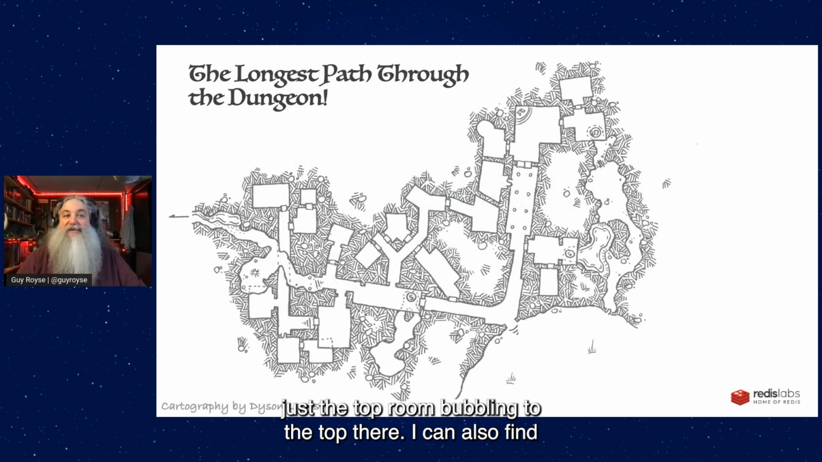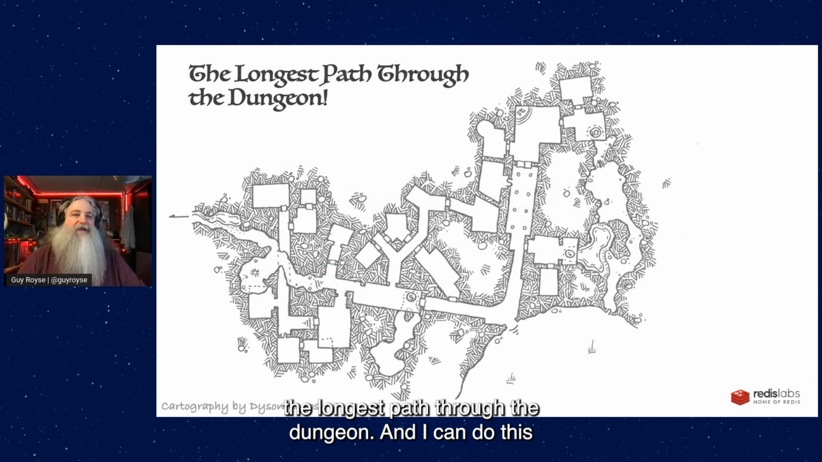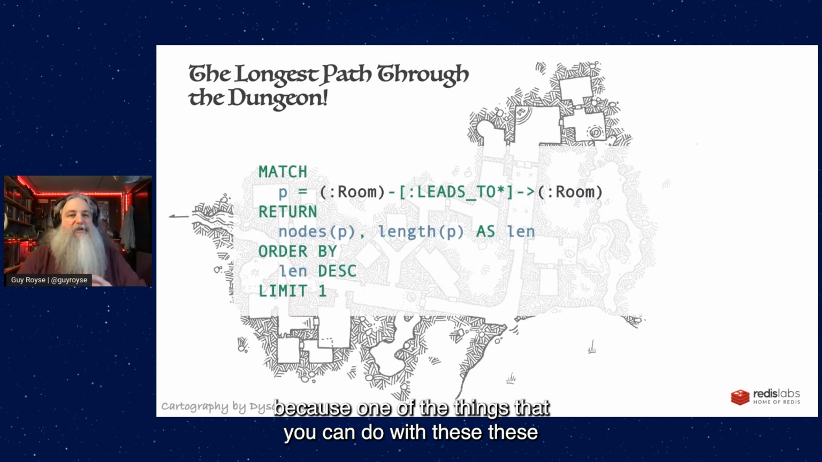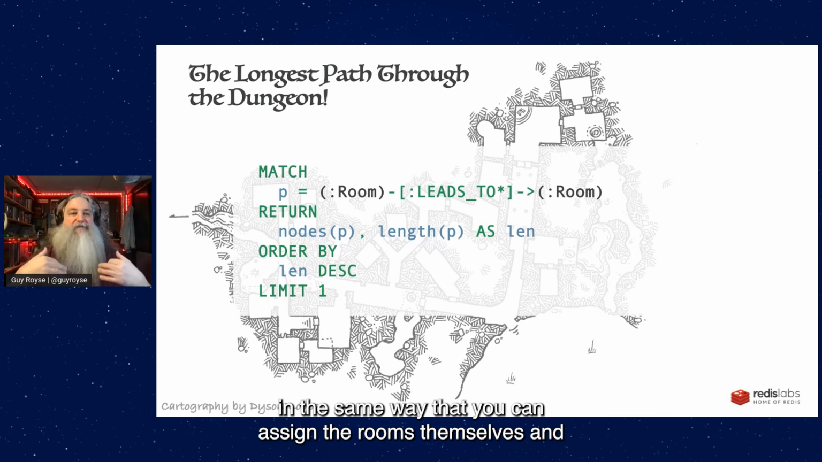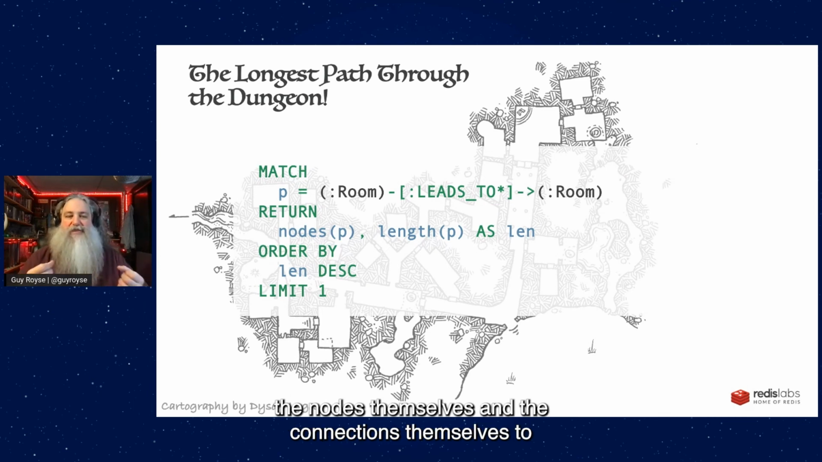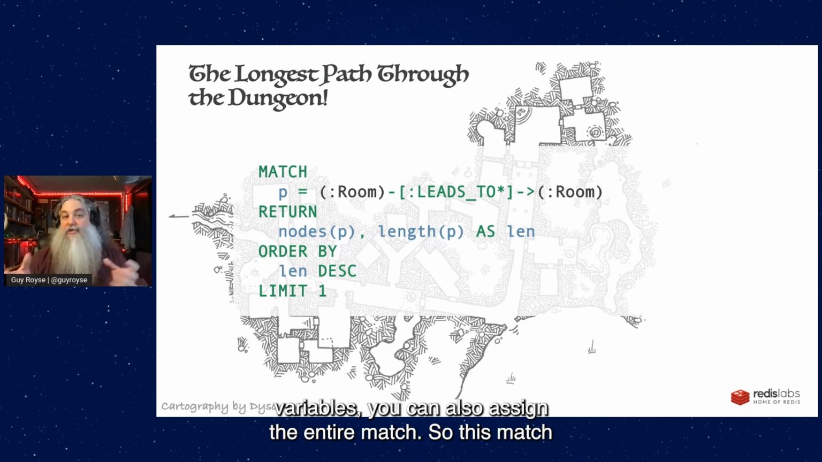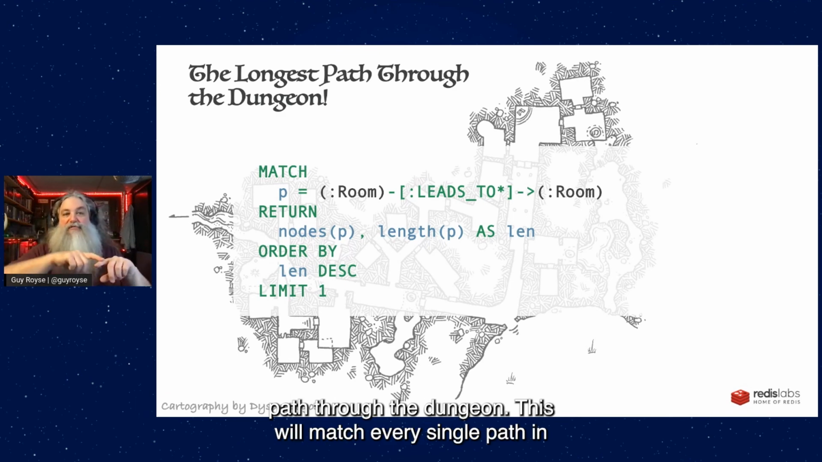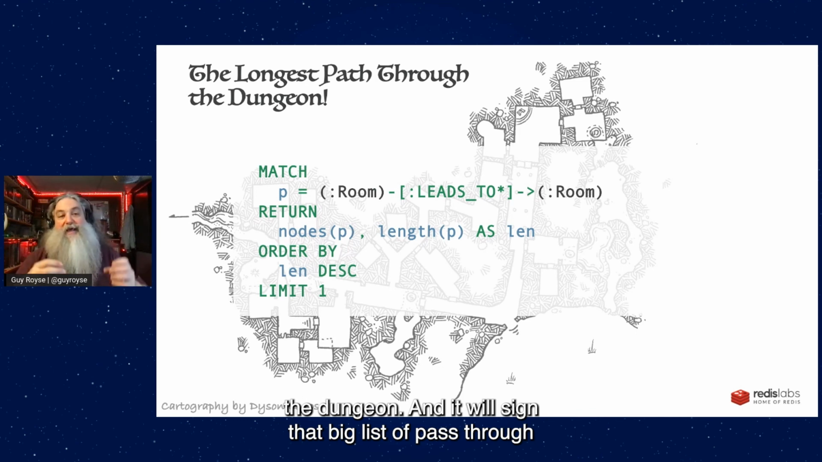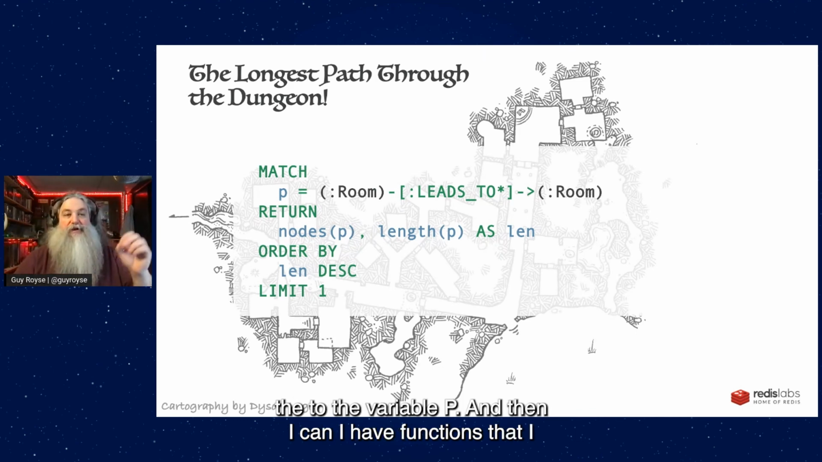I can also find the longest path through the dungeon. And I can do this because one of the things that you can do with these matchers is you can assign the paths that match to a variable in the same way that you can assign the rooms themselves and the nodes themselves and the connections themselves to variables. You can also assign the entire match. So this match p equals and then room leading to room star will find every path through the dungeon. This will match every single path in the dungeon. And it will assign that big list of paths to the variable p.